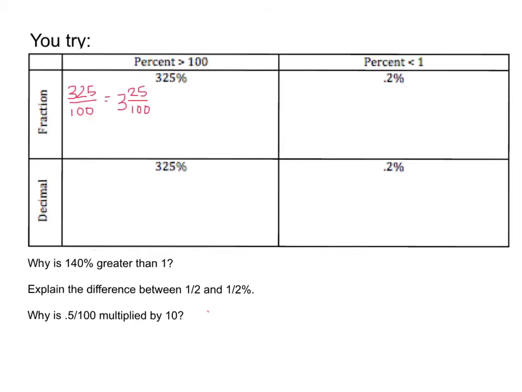Okay, 325% as a fraction. It gives us 325 over 100. I will change it to a mixed number to give me 3 and 25 100ths. Then I will divide numerator and denominator by 25 to give me 3 and 1/4. That is my final fraction. For the decimal, I recognize that 3 and 25 hundredths, using my knowledge of place value, is 3.25 because the 5 is in that hundredths position.